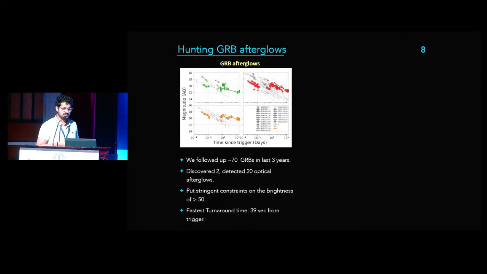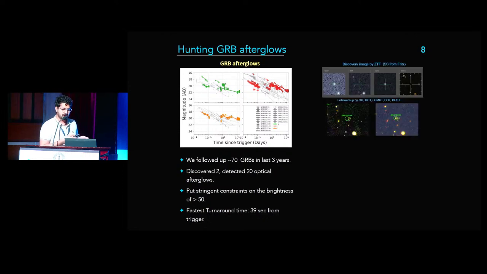The second aspect was to look for the GRB afterglow. So during the last 3 years, once everything was automated, we started looking for these public alerts, following up these public alerts, and decided to follow up 70 of these GRBs. The last three years were basically from 2019 to 2022. And we actually detected more than 20 afterglows, including one specific GRB which was very interesting to me.